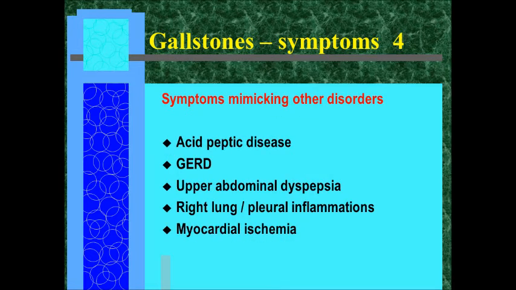The fourth set of symptoms of gallstones mimic other disorders like acid peptic disease, GERD, upper abdominal dyspepsia, right lung and pleural inflammations, and myocardial ischemia.